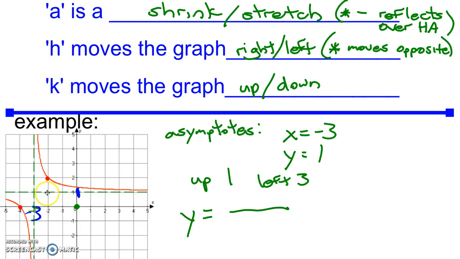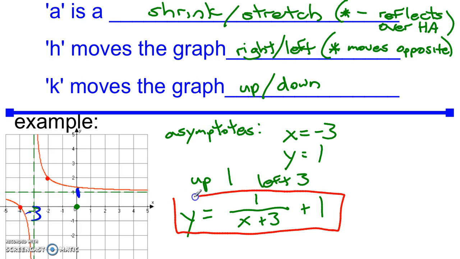I know that there is no stretch or shrink because from this point where the asymptotes cross, if I move over 1 and up 1, this point is on the graph, which means A is just 1. Since I moved left 3, I do the opposite and I put x plus 3, and up 1 tells me there's a +1 at the end. This is the graph of this red function shown.